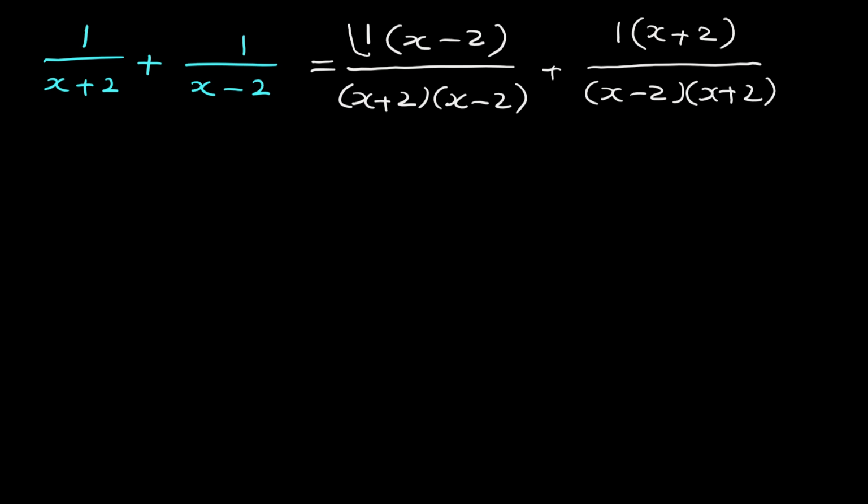Pay attention that you don't need to really write this 1 here or this 1 here, because 1 times anything is the same thing. But here I wrote the 1 because I want to show that we multiply the numerator and denominator by this expression.